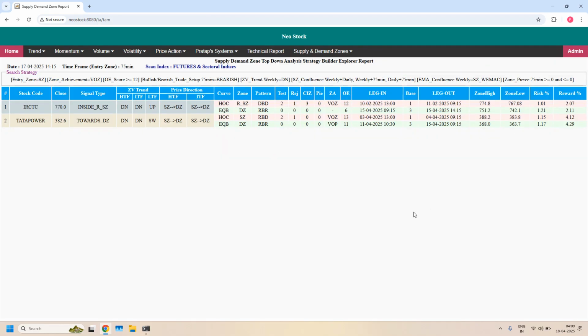We got 2 stocks. So these 2 75-minute supply zones are having even more high probability to get success. See, that is the reason why this one is already tested 2 times. This is also tested 2 times. Okay. Next we will look into, actually this is a bearish trade setup for weekly income trade. With this we have completed weekly income trade. Next we will look into daily income trade reports.